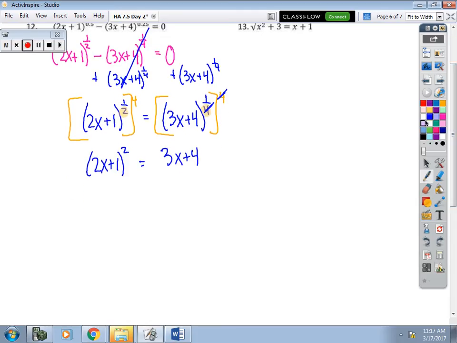And then we do need to do all of that work again. So we're going to expand and FOIL. So we'll FOIL the left side to get 4x squared plus 2x plus 4x plus 1. And then we would keep solving from there.